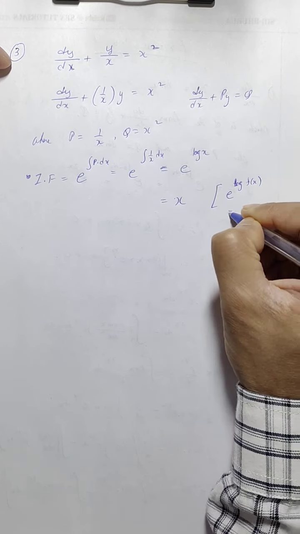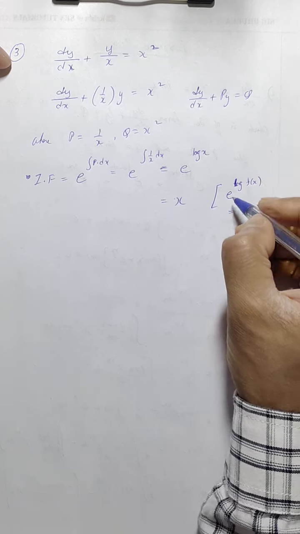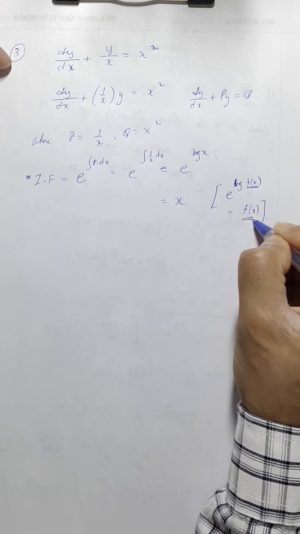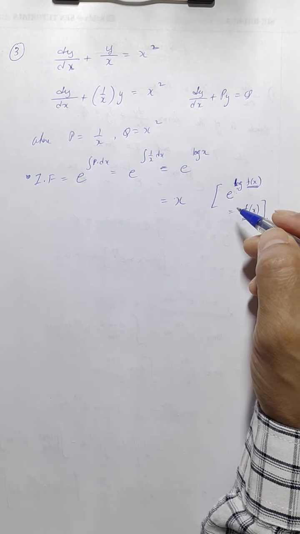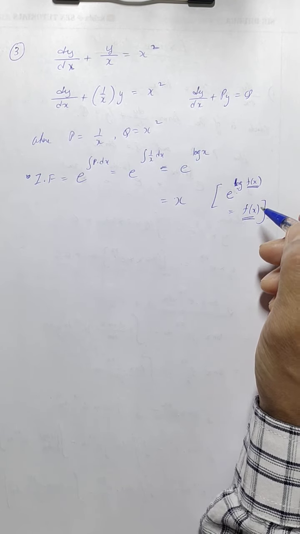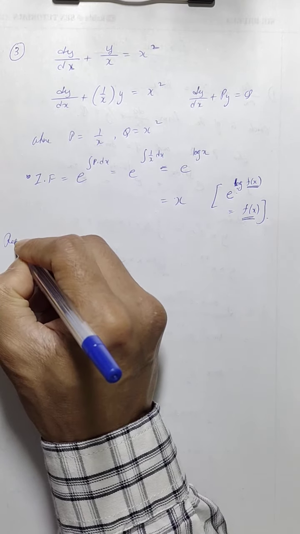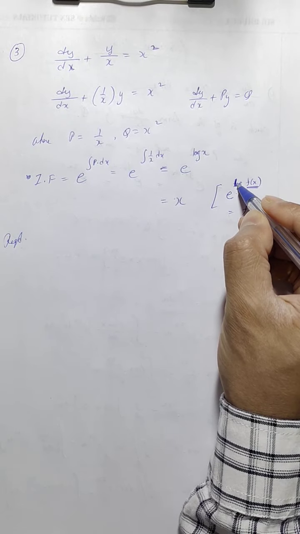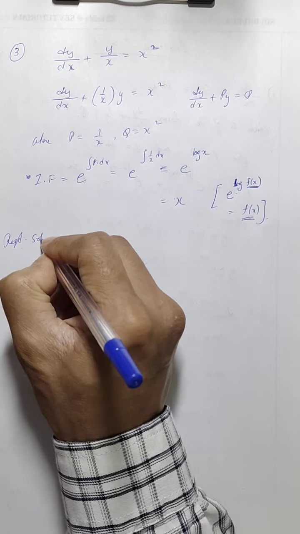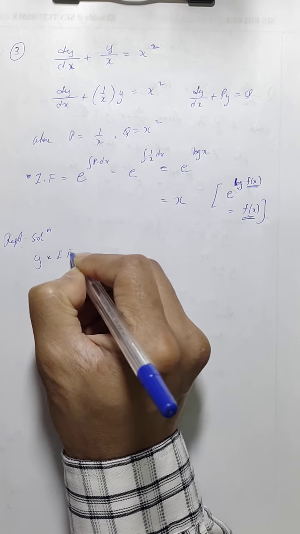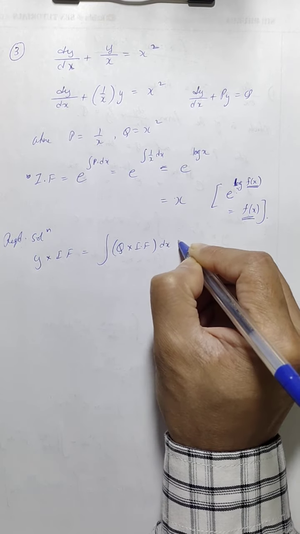Always remember e power log of f of x, log of a function, that's always going to be the function itself. E power log of a function, because these are inverse to each other, so it will be just x only. Okay, so remember this always, e power log of a function will be the function itself. So required solution will be y into integrating factor is equal to integral of q into integrating factor with respect to x plus c.